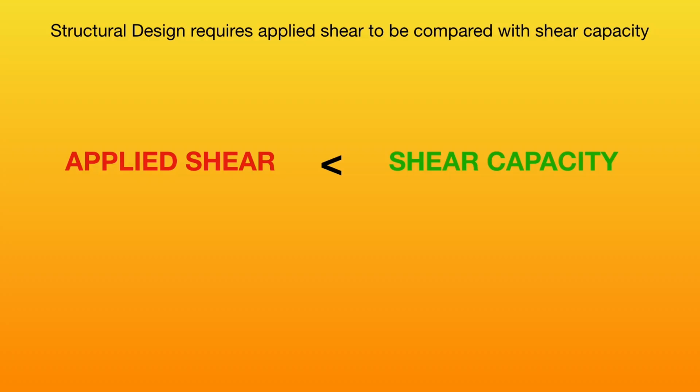Okay, in this video I'm not going to tell you how to calculate the applied shear force or how to determine the shear capacity of a beam. They're both large topics and we'll cover them in separate sessions. Obviously, the applied shear at any point needs to be less than the shear capacity. So, first of all, let's look at what helps determine the applied shear at a particular point.